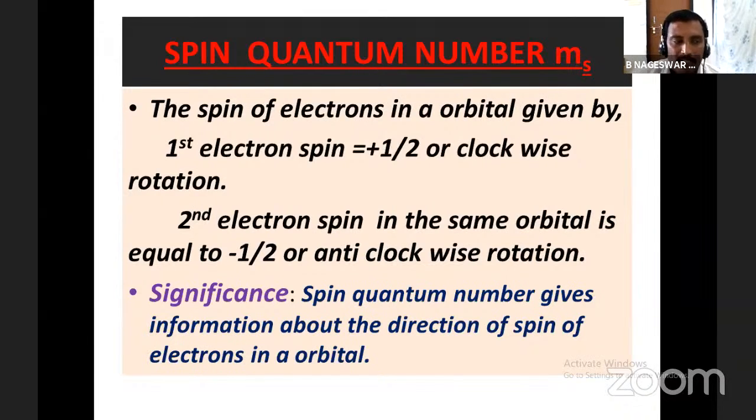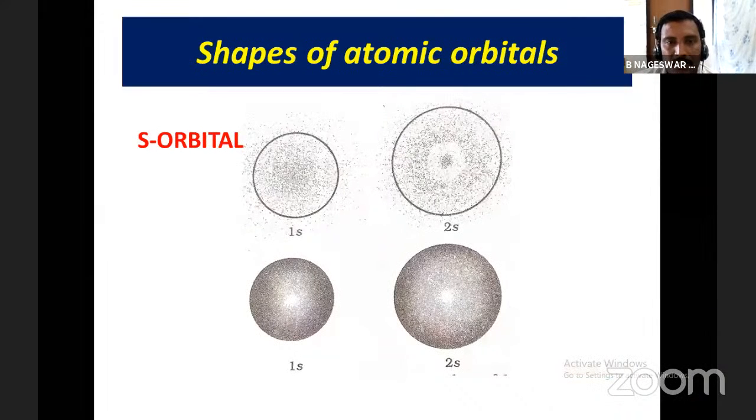Okay, the walls of the classroom are the orbit or shell. Don't confuse the words orbit, orbital and electron. In this manner we can easily remember. Next, we go for the next topic, shapes of atomic orbitals.